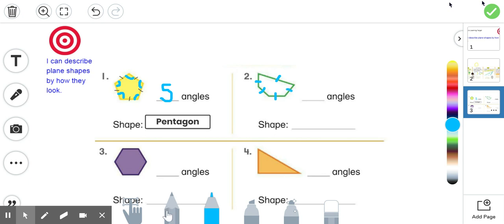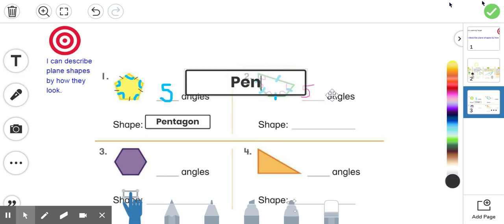5 sides. Let's count the angles. I'm going to do a pencil. I'm going to do it in pink. I see 1 angle, 2, 3, 4, 5. Again, none of these are right angles. They're all curved angles. And I know there are 5 of them. So again, this shape is also a pentagon.